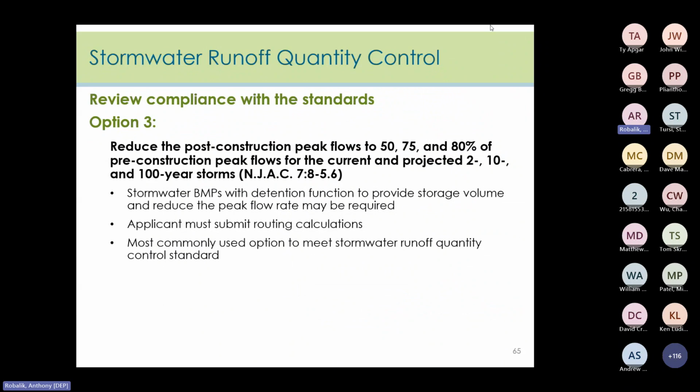Okay, so next we'll skip over option 2 since that was previously covered and go on to option 3. Option 3 is the most commonly used, although that doesn't mean that errors don't occur in its use. Option 3 requires reduction of the post-construction peak flow rates to 50, 75, and 80% of the pre-construction peak flow rates for both the current and projected 2, 10, and 100-year design storm events. This option requires use of green infrastructure stormwater BMPs that make use of a detention function and an outlet control structure to attenuate flow.